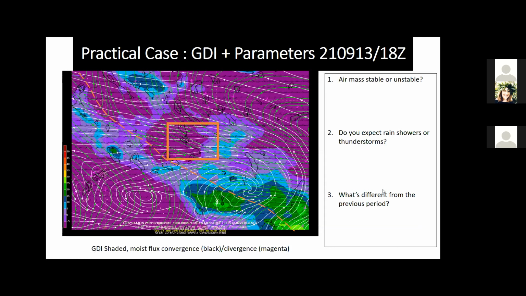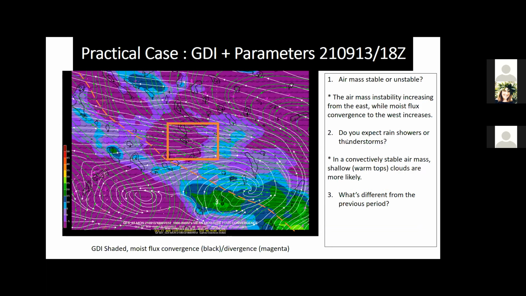Now we go to 3 hours later. Again, still over the Samoas to the west, we're still seeing mostly stable, but over American Samoa, we're starting to see an increase in convective instability. The best moist flux convergence is mostly downstream from the islands at this particular time. The question is, do you expect rain showers or thunderstorms again? Still, the low GDI values suggest mostly showers at this particular time.